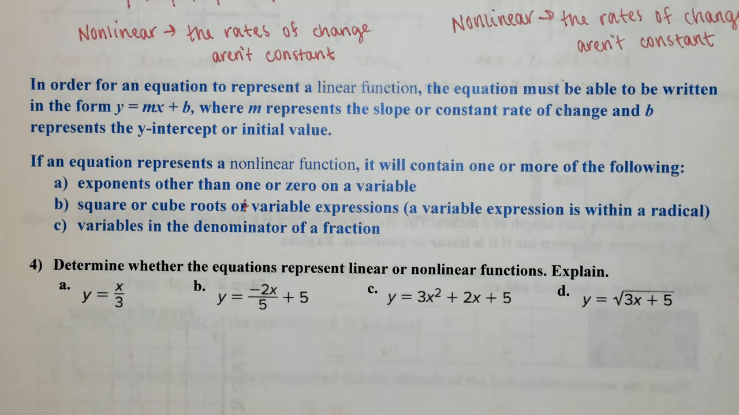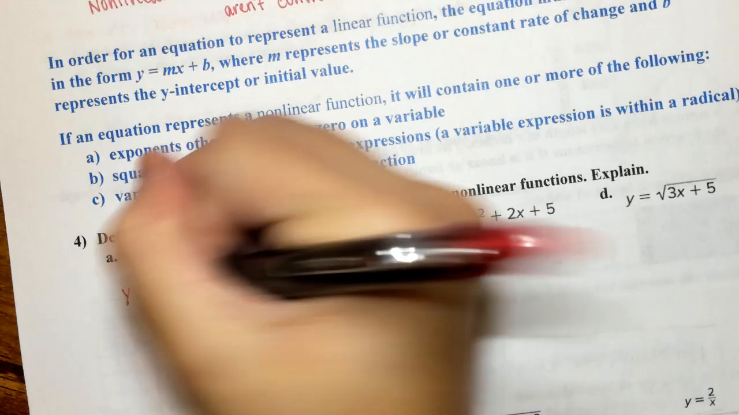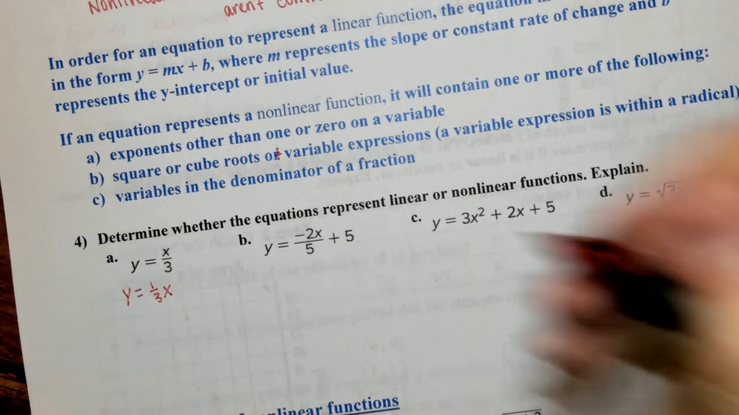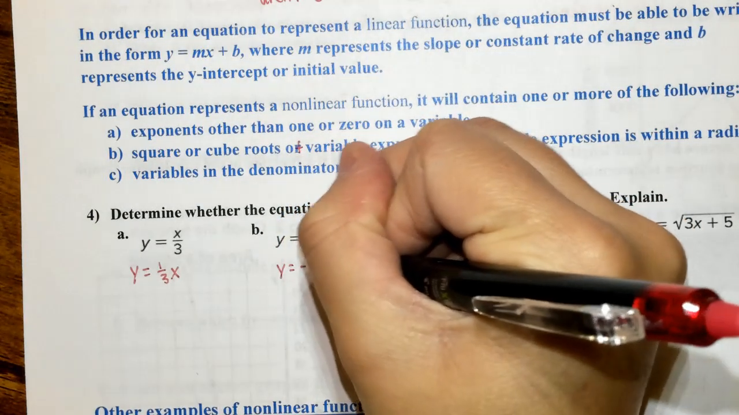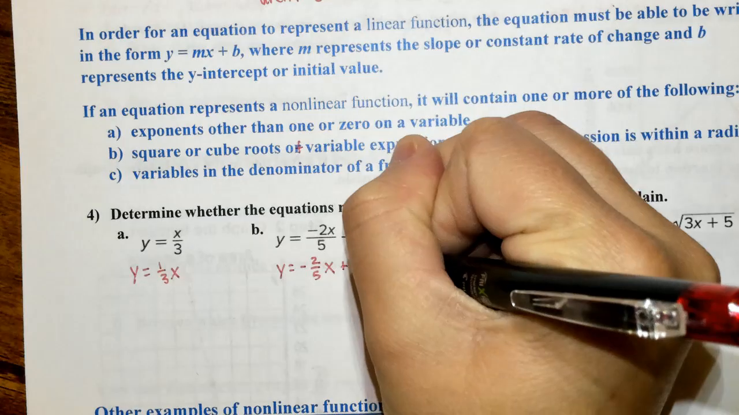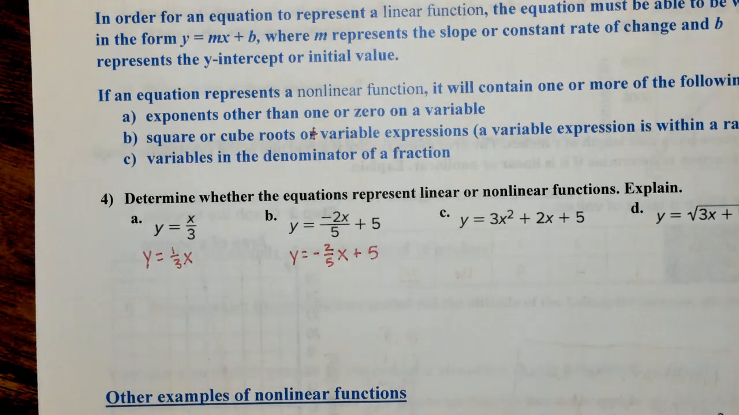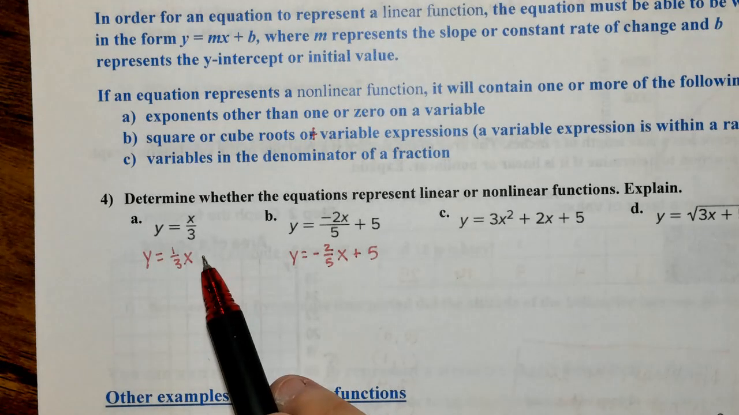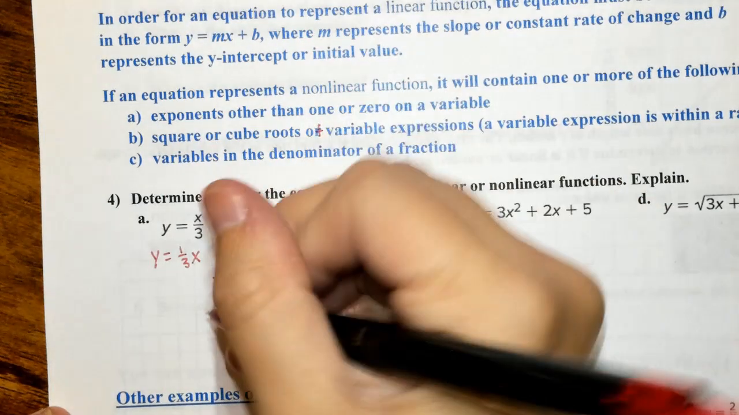So number 4 says determine whether the equations represent linear or nonlinear functions and explain. Okay, A, I'm going to rewrite this. Y equals x divided by 3 is the same as y equals 1/3 x. And then for B, y equals negative 2x divided by 5. This is the same as negative 2/5 x plus 5. All right, so actually A and B are both written in slope-intercept form. Y equals mx plus b. B would just be 0 here. Y equals mx plus b. So both of these are linear.